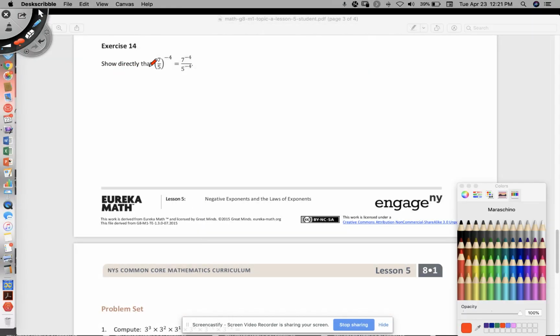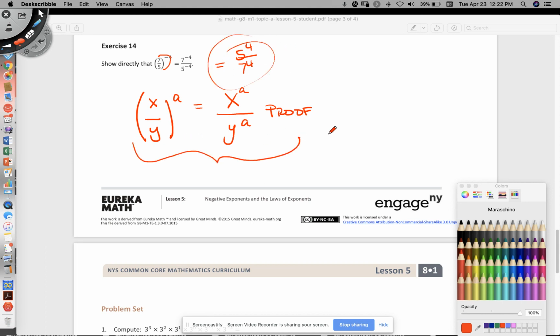Now, 14 says, show directly that 7/5 raised to the negative fourth power would equal this answer. Well, the reason why is if we did x over y and we raised it to an a power, we get x to the a over y to the a. So this is what we call a proof, because that's the definition of doing this. So this 4 goes to the 7, and the 4 goes to the 5. Now, if you really wanted to solve all this out, you would actually flip these. So that'd be 5 to the 4th over 7 to the 4th, to get those exponents both positive. But they didn't want you to do all that. I'm just showing you the extra step. This is what they wanted you to do, to prove it.